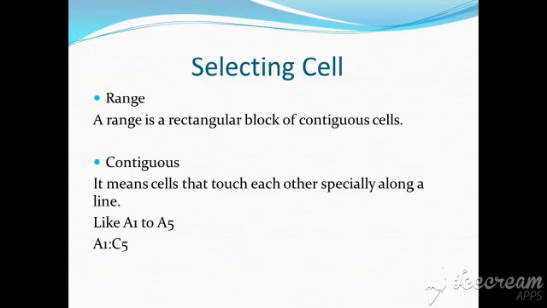Before selecting the cell, we must keep one thing in mind, that is the range and the contiguous. What is a range? A range is a rectangular block of contiguous cells. What is contiguous? It means cells that touch each other, especially along a line. It means that when I select a number of cells, there would be a dotted outline over there, and those are the contiguous cells.